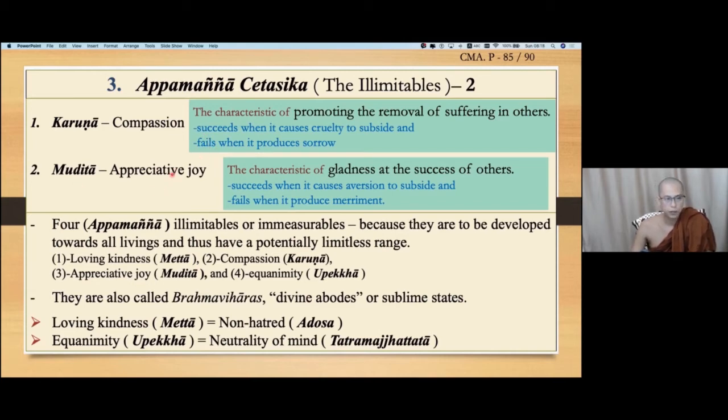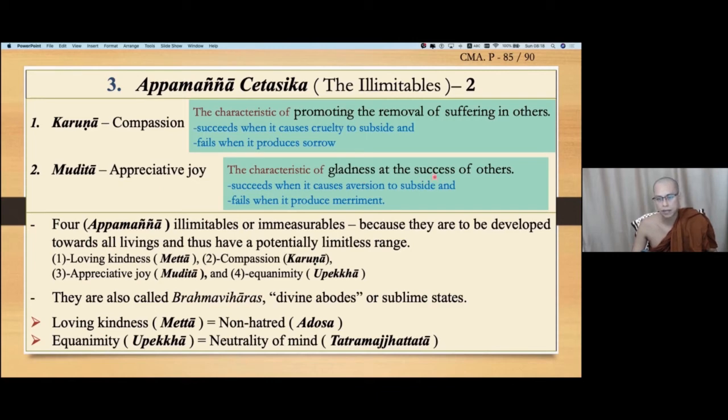Then mudita, appreciative joy. The characteristic is gladness at the success of others. In the presence of the two unwholesome mental factors, Issa and Macchariya, one cannot be glad about other people's success. So here the opposite is mudita, appreciative joy.